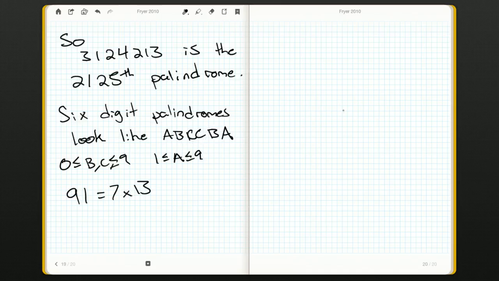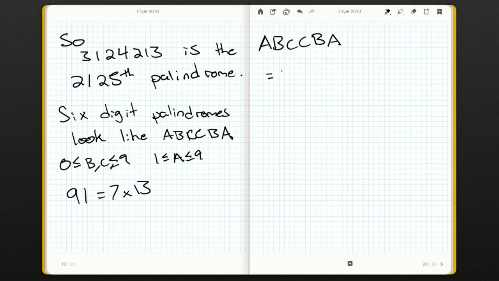So, if you'll indulge me for a moment, let's experiment a little bit. A, B, C, C, B, A. Well, that's A, which is something from 1 to 9, times 100001. And then B times 10010. I'm pretty sure this number here is divisible by 91. Plus C times 1100. Okay.